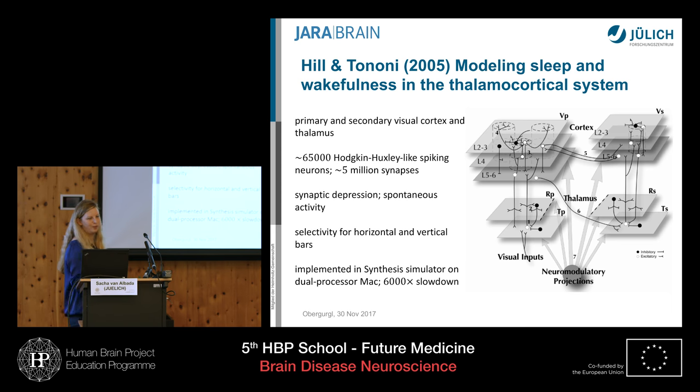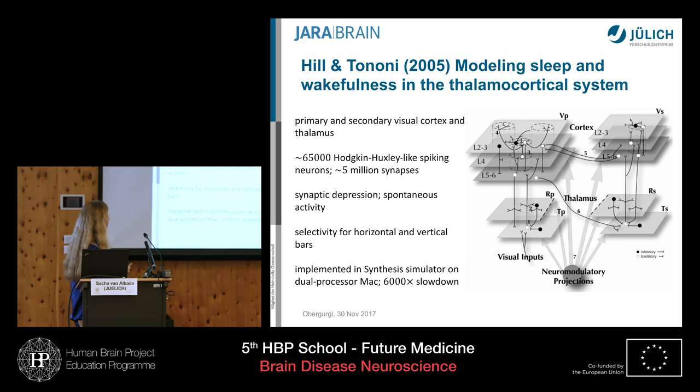It's for that time rather large scale, so it contains 65,000 Hodgkin-Huxley-like spiking neurons with 5 million synapses. It's a complex model. They have NMDA, AMPA, GABA-A, GABA-B receptors, synaptic depression, spontaneous activity due to so-called minis, so spontaneous synaptic releases, and also some stochastic input that is assumed to correspond to spontaneous firing in the optic nerve.